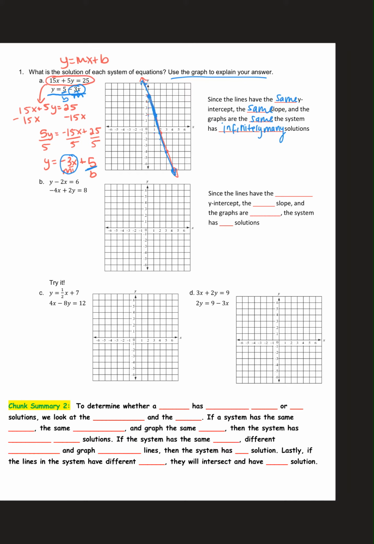All right, let's do B. I'm going to start with the red line. We need to convert it into y equals mx plus b.